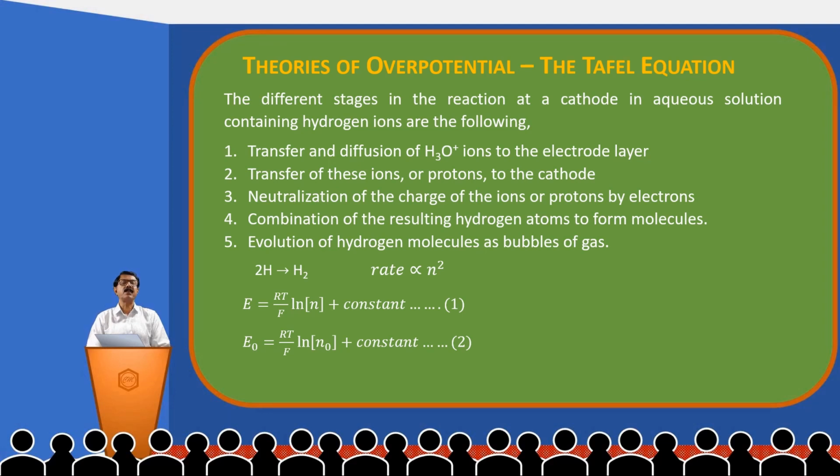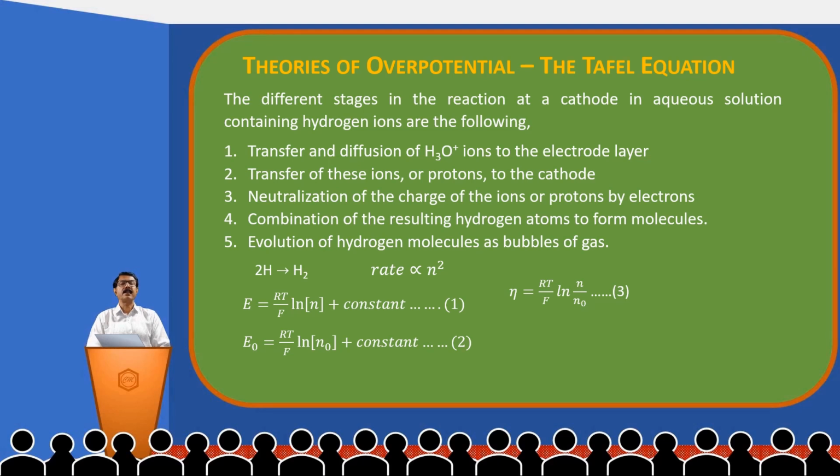If we subtract equation 2 from 1, we get the difference between E and E0. It is nothing but the overvoltage or overpotential. Thus, eta equals RT by F ln n by n0. Equation 3. Equation 3 does not contain any constant terms. Thus, according to the Tafel theory, the overvoltage should be independent of hydrogen ion concentration. This is in general agreement with experimental values.